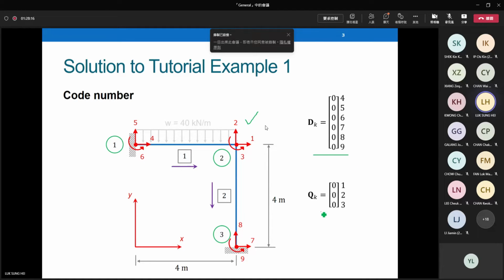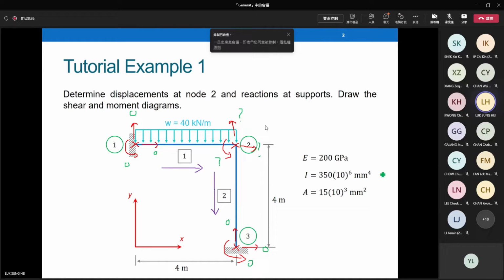Qk is a zero vector, a zero force vector, because from the picture, we don't have any applied loading. We don't have any joint load. We don't have loading applied at the joint. You cannot see a concentrated force. You cannot see a concentrated moment applied at the nodes. So from this picture, we have no nodal force.